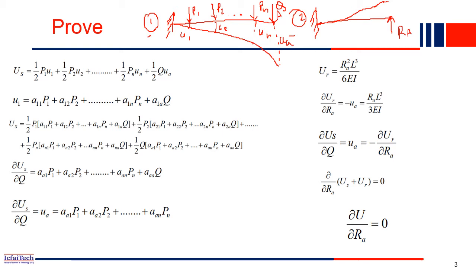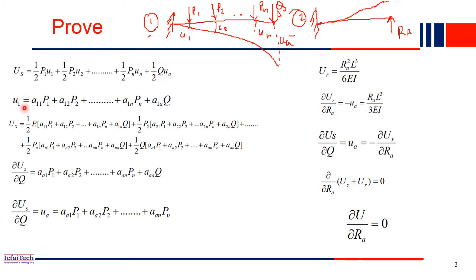Okay, so now total strain energy will be half into this entire term. Last part, if you see, half into Q into A also came, because we added an imaginary force Q, and the displacement under A is UA. So this is our total strain energy.